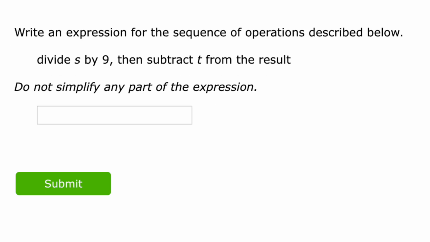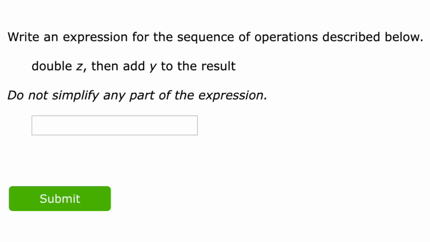Next, divide s by 9, then subtract t from the result. Well, first we use a fraction bar to divide s by 9. Then separately, we subtract t from the whole thing. Next, we have to double z, then add y to the result. Well, double just means times 2, so we could start with 2z and then add y to that.